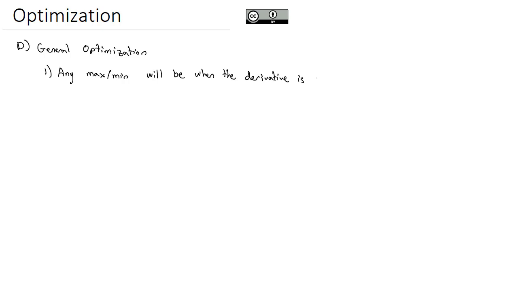Up until this point, we've been looking at some very specific examples of optimization, but I think we're ready now to try and generalize the patterns that we've seen thus far. So we're going to look at general optimization. And in general, we know that any min-max point will be when the derivative is 0. So even if I have a situation we might not be as familiar with, we know the minimum, maximum, optimal point will be when that derivative is 0.